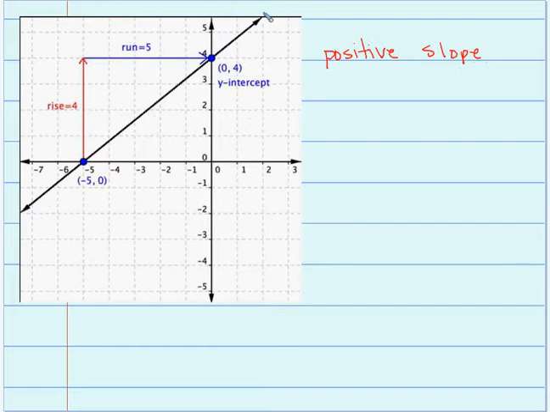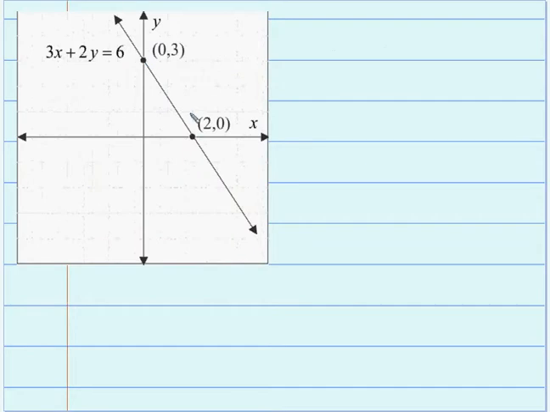And what we have here are 2 coordinates that have been plotted and the line drawn through them. And we can see that the rise, the distance from one point to the other in the vertical direction, is 4, and the run is 5. So slope equals the rise over the run, which means 4 over 5. It goes up 4 for every 5 that it goes over. Negative slope is illustrated here.